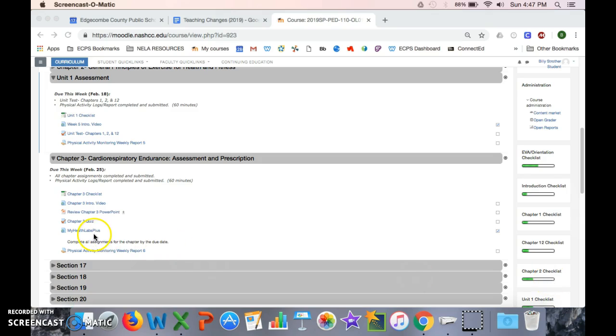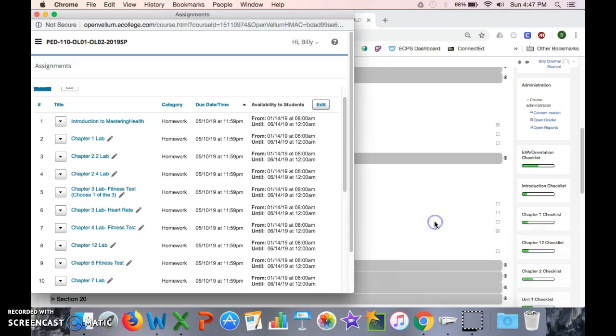This week I do want to emphasize the labs because it's a little bit different this week. Let me pull up the lab here. If you'll notice, this week you have 2 labs for chapter 3. Complete both of them. Now when you click on this fitness test lab, it's going to give you 3 activities. So it may not show that the lab is complete because you didn't do all 3, but you choose one of these particular fitness tests, and then you also complete the other lab, which helps you identify how to monitor or measure your heart rate. Which is really important when you're exercising.